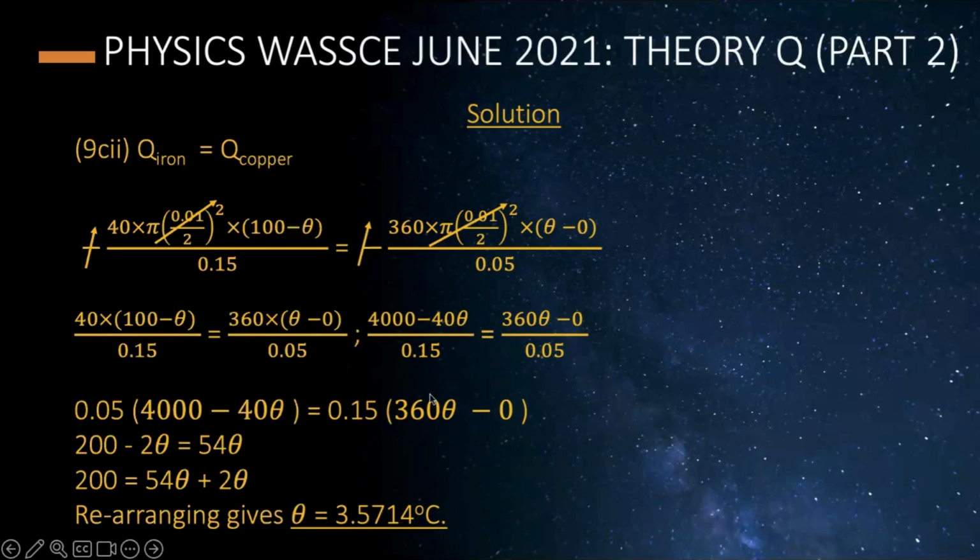When you cross multiply, you get what we have here. Then take all of the terms that have theta together and the other ones without theta together. When you do that properly, rearranging them will give you theta to be 3.5714 degrees Celsius. So this will be the even temperature, the equal temperature that the two materials would attain. I hope that makes sense.